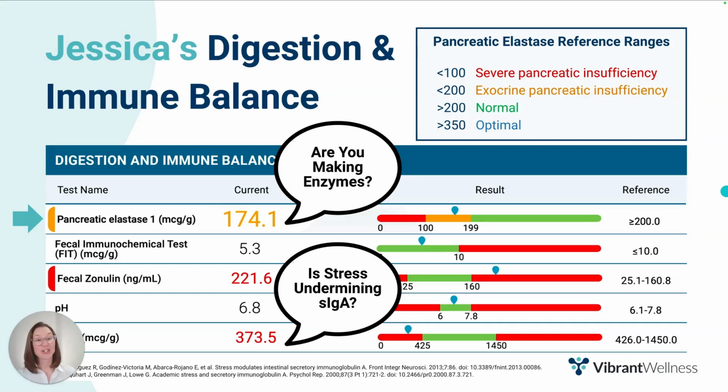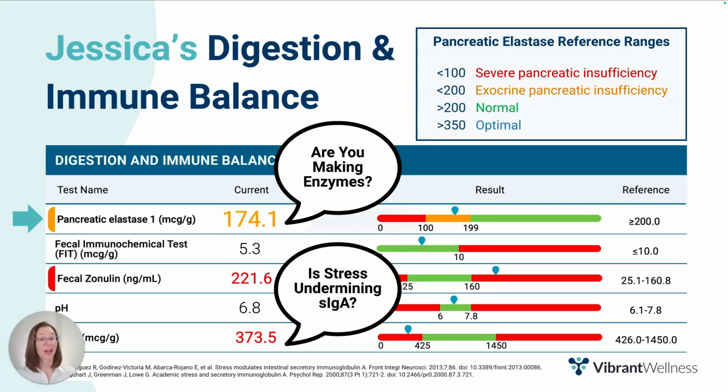Moving on to Jessica's digestion and immune balance panel, it also appears that her pancreas is not producing adequate amounts of enzymes. As you likely know, pancreatic elastase 1 does not degrade as it passes through the GI tract, making it a useful indirect marker of pancreatic function. Jessica's pancreatic elastase is at 174.1, indicating exocrine pancreatic insufficiency, and ideally we want it to be over 350. So she has some work to do there.